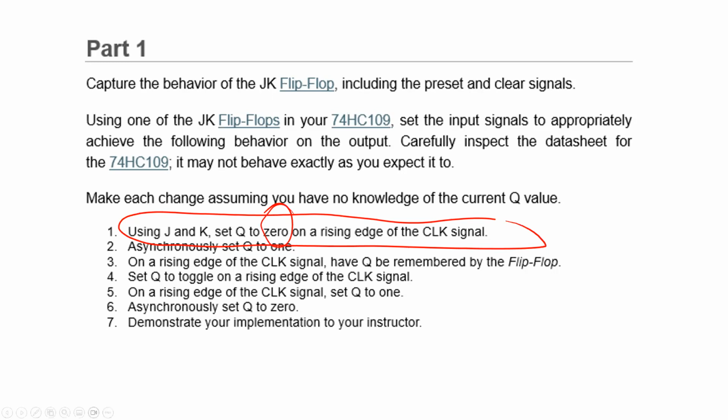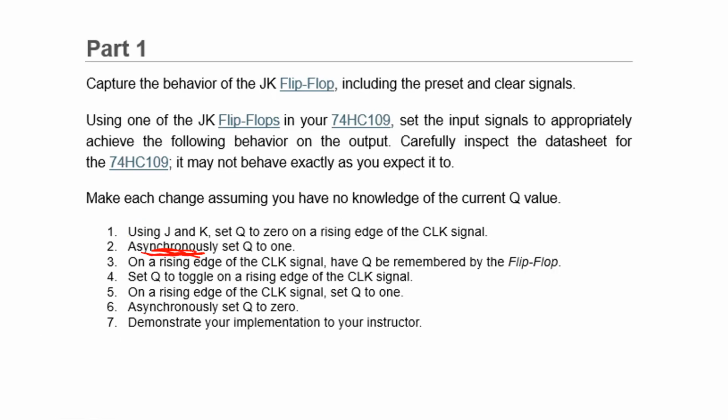The second one here is asynchronous. I'm going to tell you what it means. Set Q to 1. So I want Q to be 1 asynchronously. Usually when I say asynchronous in digital systems, I mean there is no clock. Here I'm going to repeat the same thing and say on a rising edge. Look here at the difference between this one and this one.